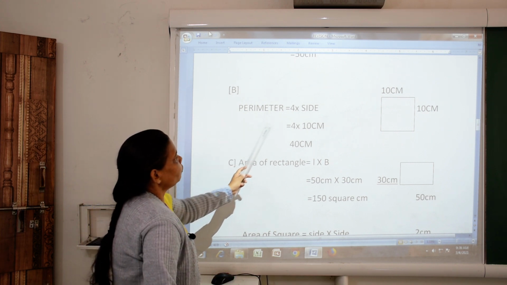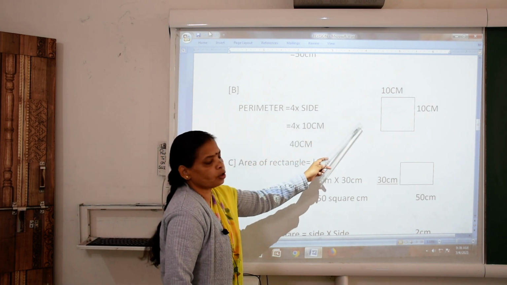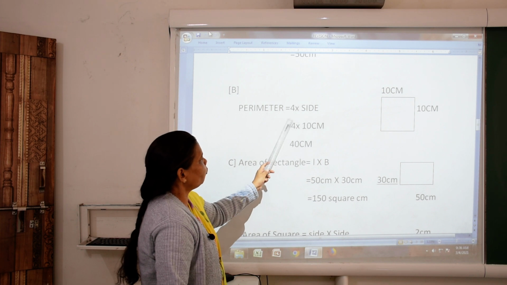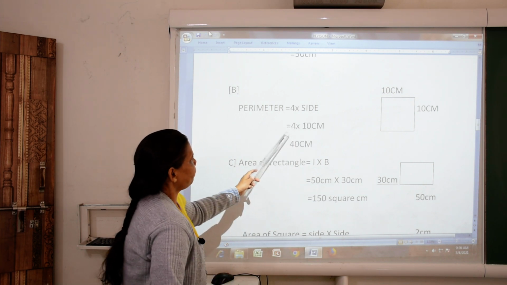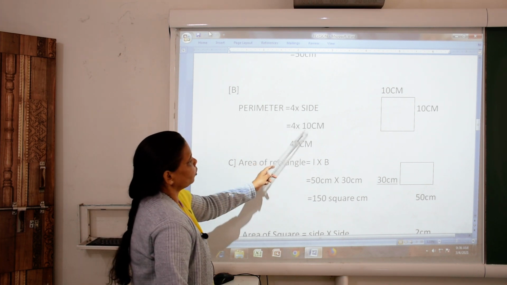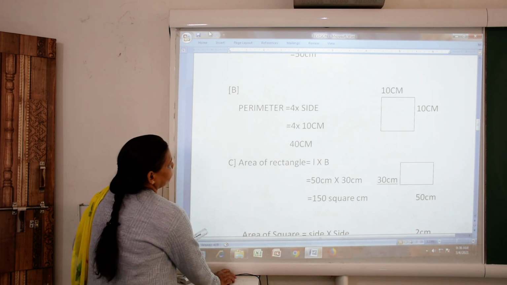The perimeter of a square: all the sides of a square are equal. So 4 into the side, the length of one side. So 4 into 10 is equal to 40.